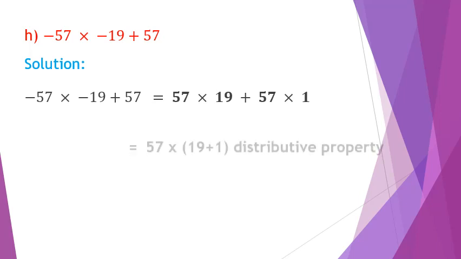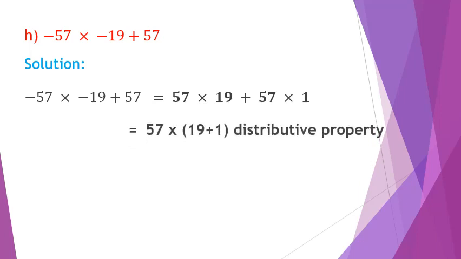Here also multiplication and addition are coming together. So we can use distributive property. But in the second term, we have only 57. So we can write it as 57 into 1. So 57 multiplied by 19 plus 1. 57 is common. We have taken outside. That is 57 multiplied by 20 equal to 1140.